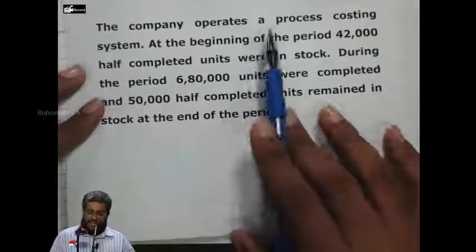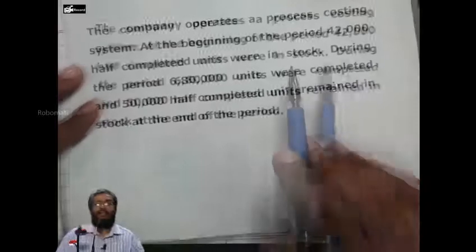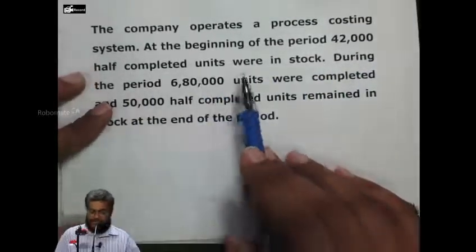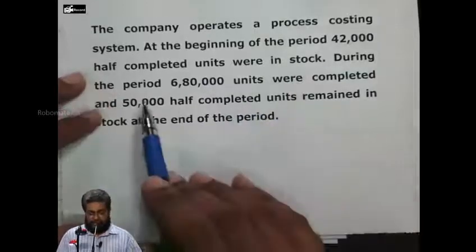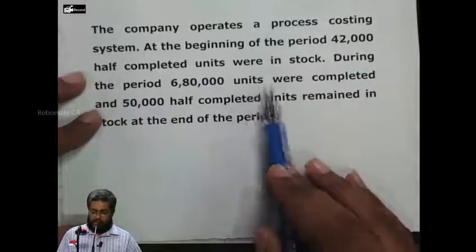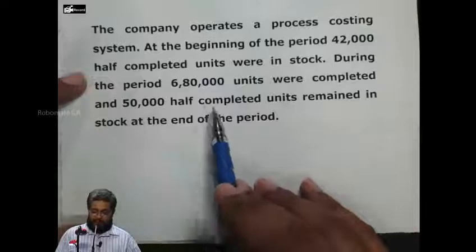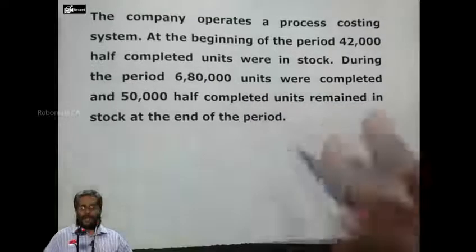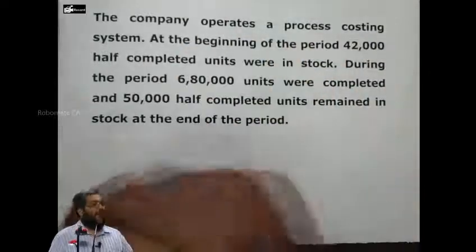Company operates a process costing system. At the beginning of the period, 42,000 half completed units were in stock. During the period, 6,80,000 units were completed and 50,000 half completed units remained in stock at the end of the period. These are all the details given.